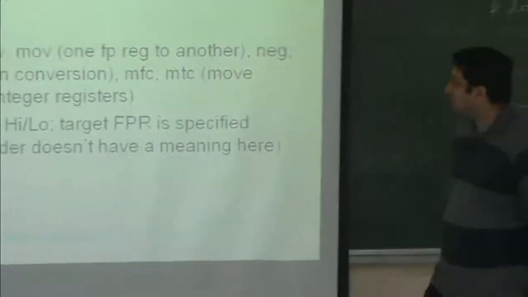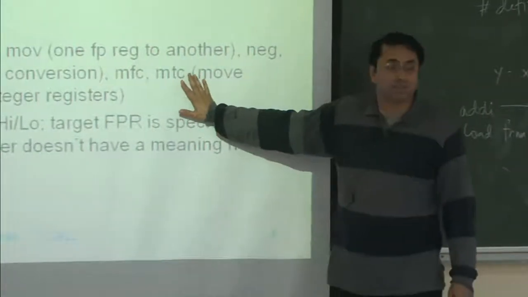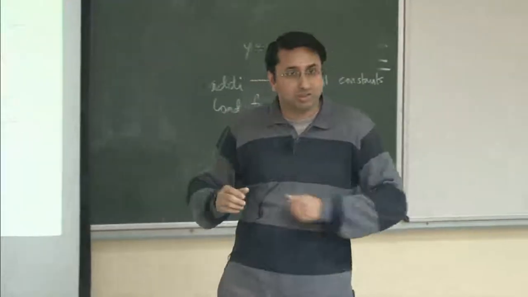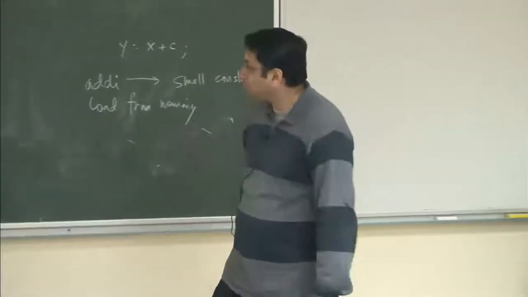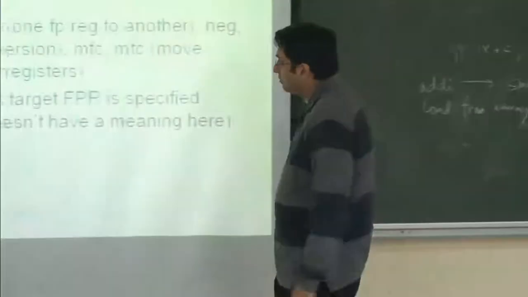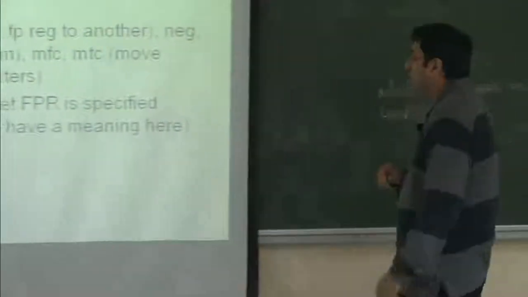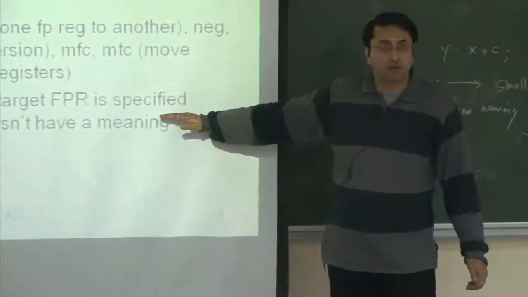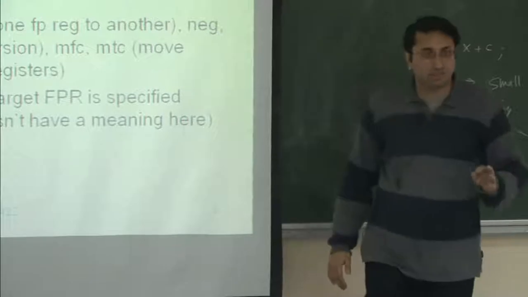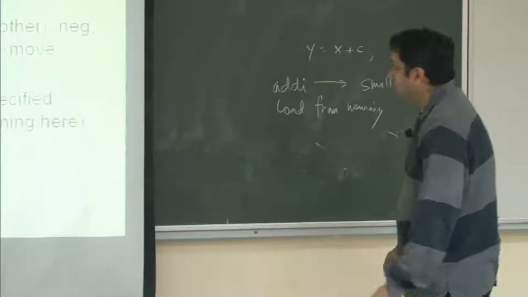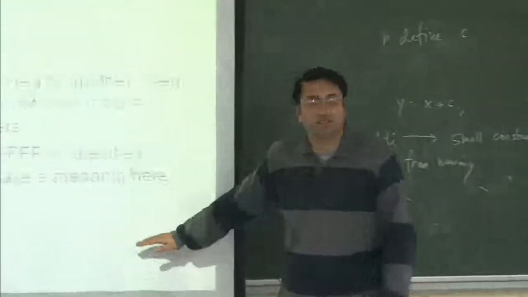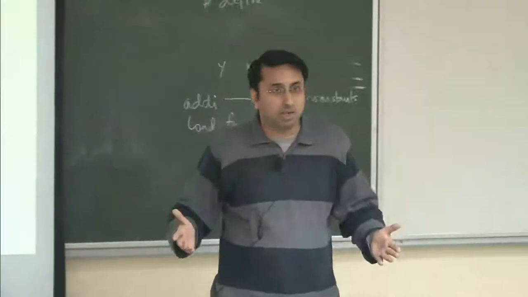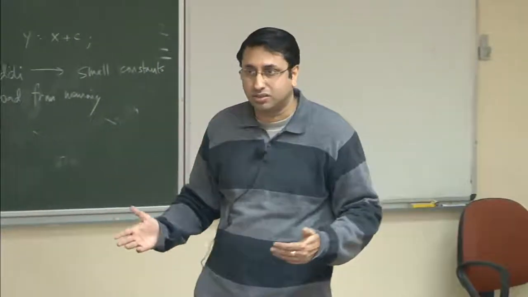And this is again generated whenever you try to do typecasting in your high-level language. Suppose you're trying to cast an integer value into a float. The compiler will generate one such instruction. Mul and div don't use high-low registers because in this case the targets are actually floating point registers. So a floating point mul instruction will have a specified target, some floating point register. The remainder doesn't have a meaning here. When you divide a floating point number by another number, you just get a floating point number. There is nothing like quotient or remainder. Any question?